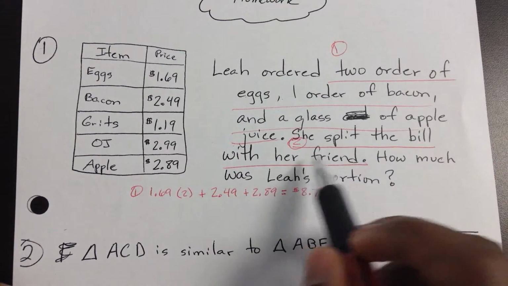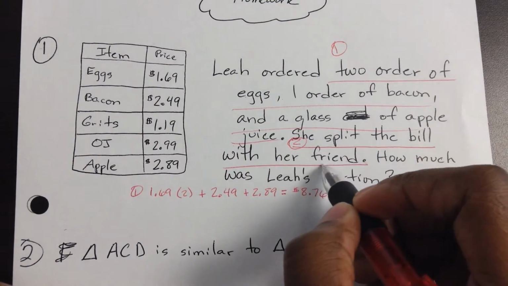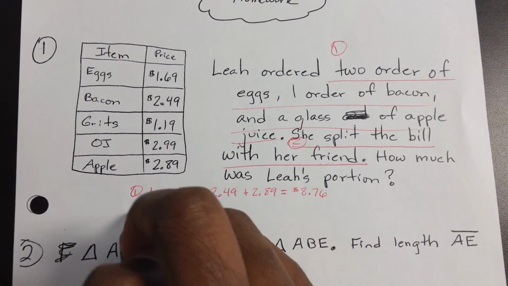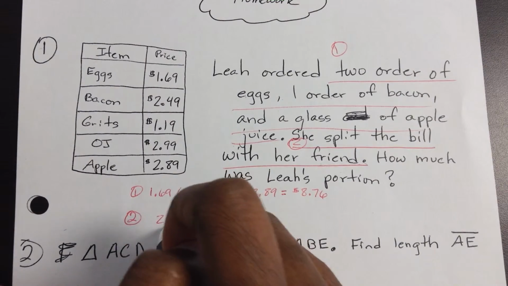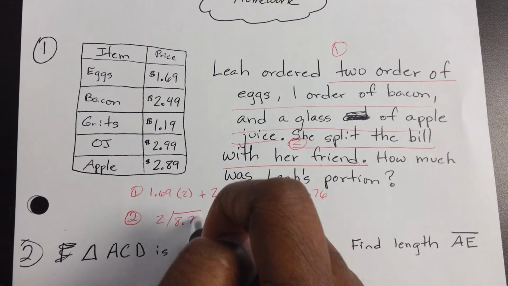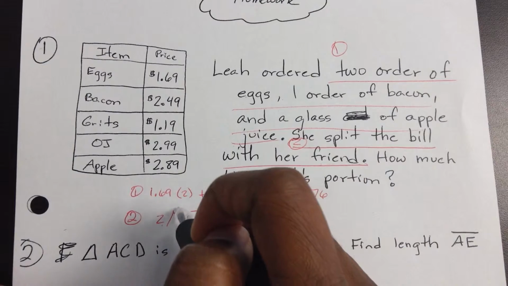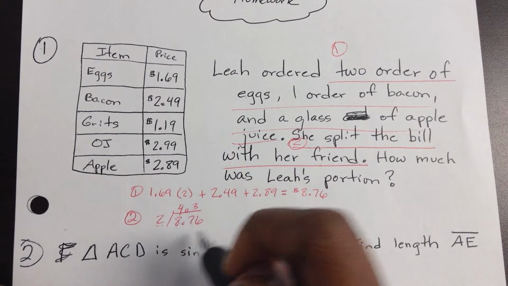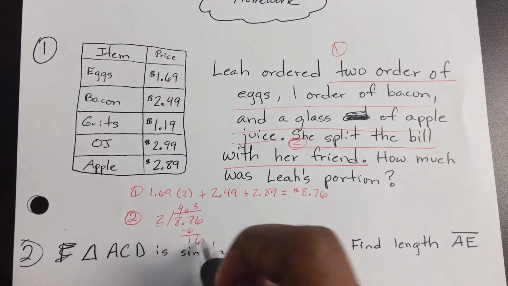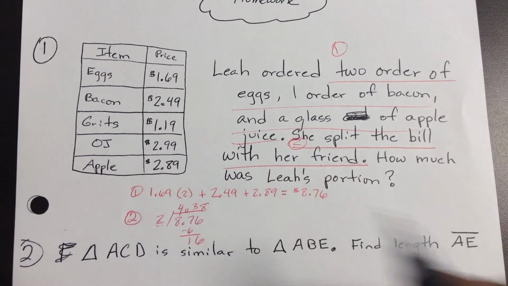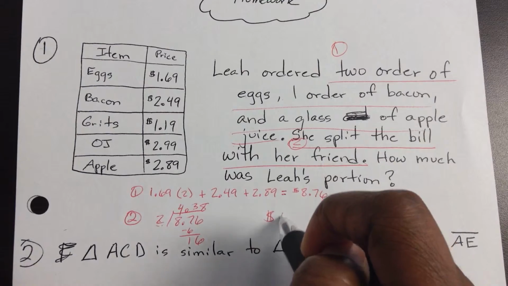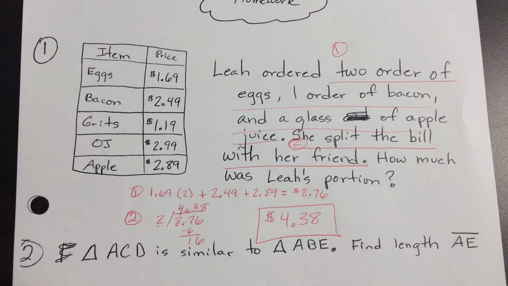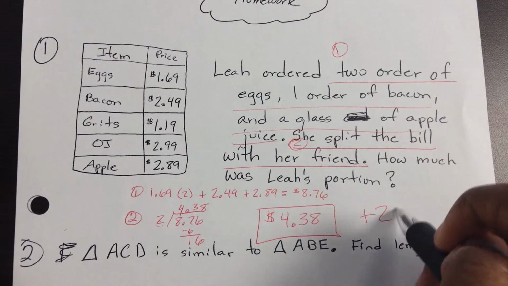Step 2 says she split the bill with her friend. Because the word friend is singular, that means we're just simply going to divide this by 2. So 2 goes into 8 4 times, decimal place. 2 goes into 7 3 times, which is 6. Subtract 1 and 6. 2 goes into 16 8 times. So the final answer here is Leah paid $4.38. If you got this right, plus 20.